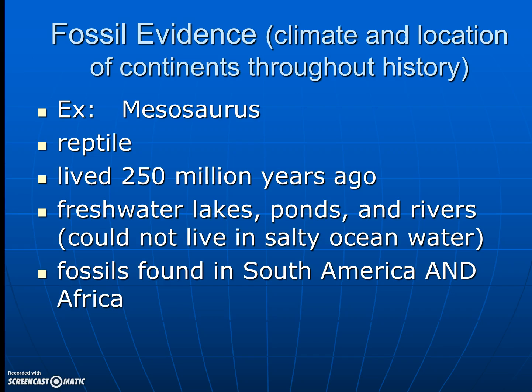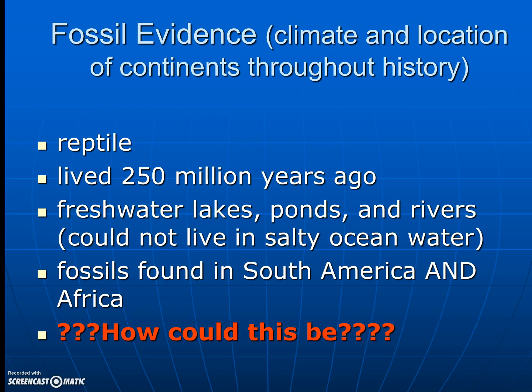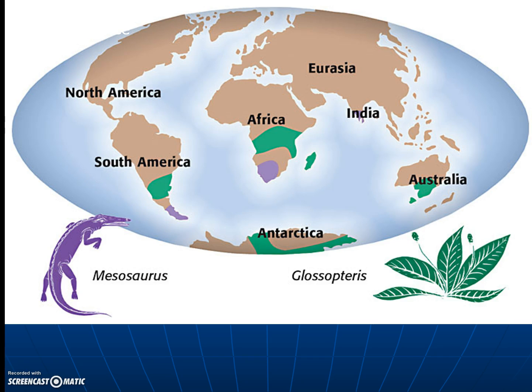So there's no way that it could have swum across the salty ocean to go to South America or over to Africa. There must have been something where South America and Africa were connected. So think about how could this be?